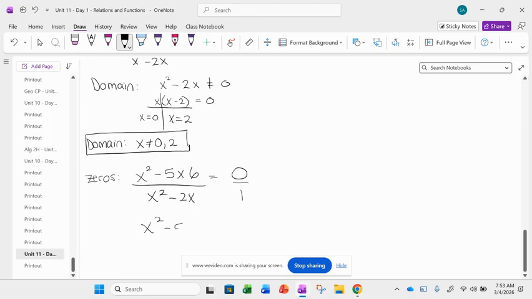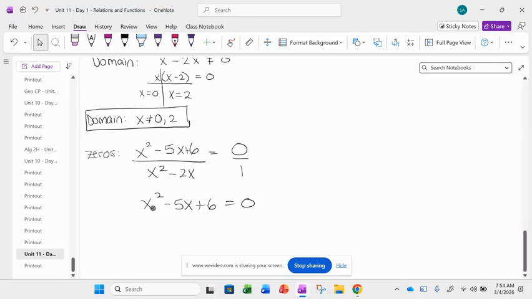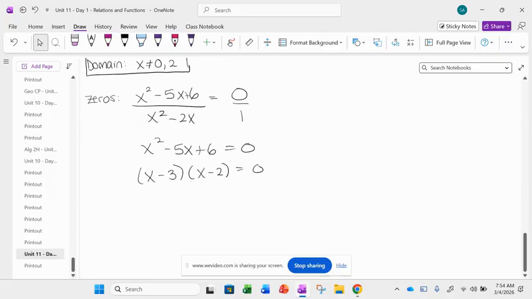So we're going to get x squared minus 5x plus 6 equals 0. And then we factor. So we're going to have an x minus 3 and an x minus 2 equals 0. And then we solve. So we're going to get x is equal to 3 or x is equal to positive 2. So those are the values that I would input for x to get an output of 0.